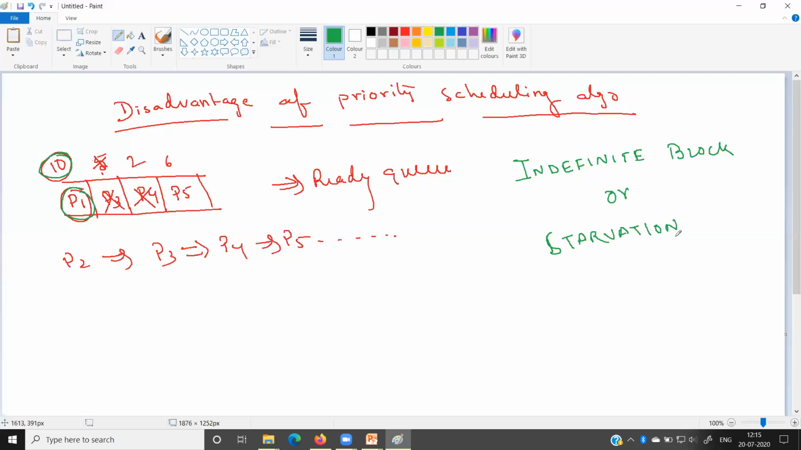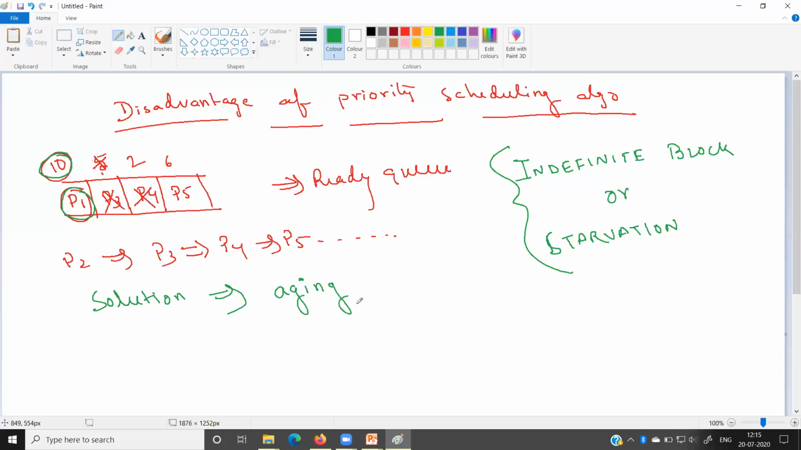So what will happen? We have to solve this starvation or indefinite blocking. How can we solve it? To solve this particular problem, we have to go for a solution, and that solution is called aging.